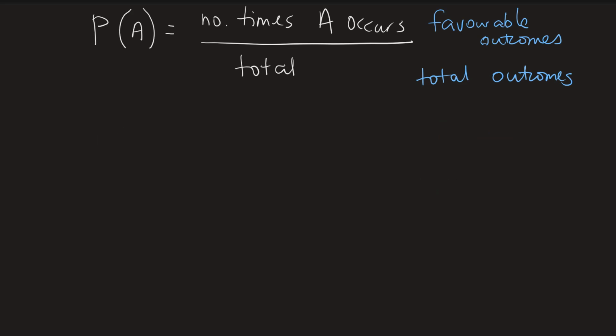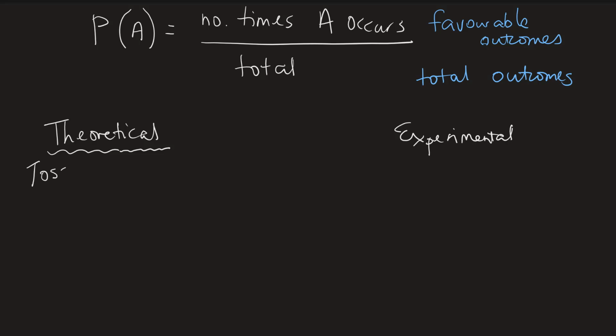Today I'm going to discuss two concepts in probability. The first one is something called theoretical probability, and the second one is something that's called experimental probability. In theoretical probability, we know what the outcomes are. Here's an example. Let's say I toss a fair die.